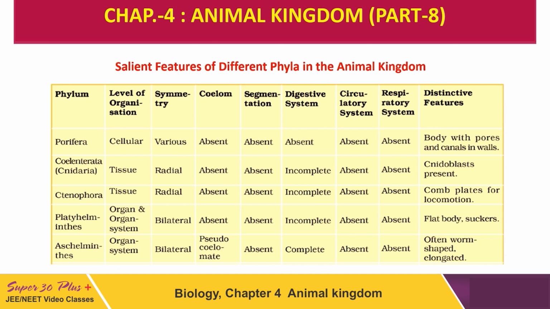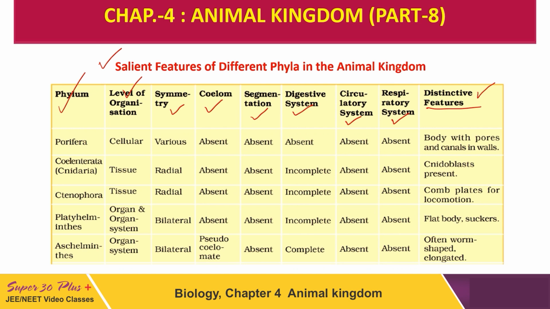So in the beginning, these are the salient features of different phyla in animal kingdom. Very important, very interesting topic this one is. This is a summarized account of all the 7 parts of this chapter, Animal Kingdom. You see the heads in which you have to compare. The first column, that is phylum, then level of organization, symmetry, coelom, segmentation, digestive system, circulatory system, respiratory system, and then the most important one, that is distinctive features, the important characteristic features of the particular phylum.